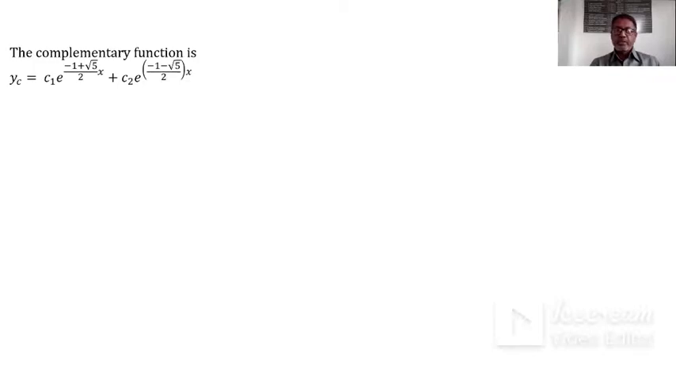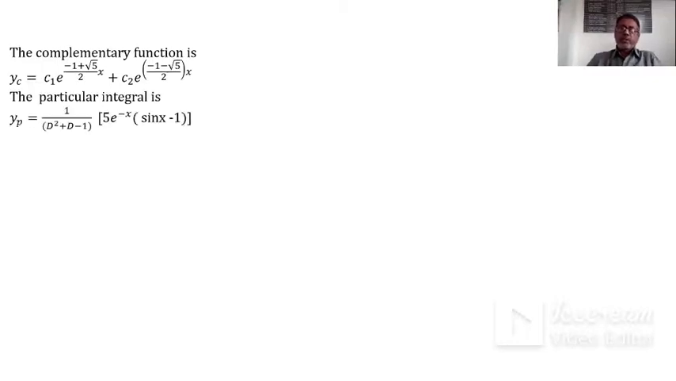Therefore, our yc is equal to c1 e to the power (-1 + root 5)/2 into x plus C2 e to the power (-1 - root 5)/2 into x. This is the YC. I hope you understand this complementary function. Now we want to see how to find the particular integral.